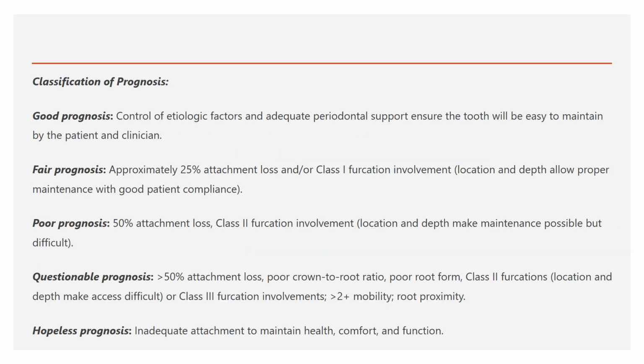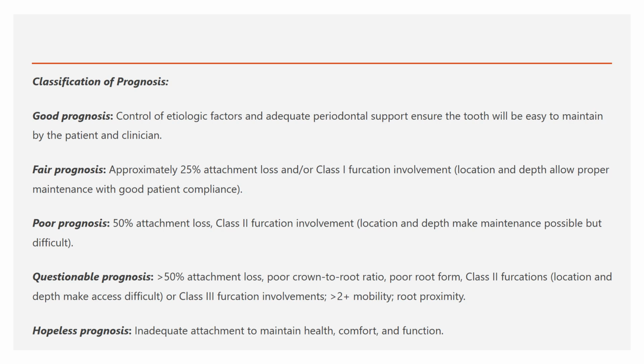Classification of prognosis. Good prognosis: control of etiologic factors and adequate periodontal support ensure the tooth will be easy to maintain by the patient and clinician. Fair prognosis: approximately 25% of attachment loss and/or a class 1 furcation involvement. Poor prognosis: 50% of attachment loss and a class 2 furcation involvement. Questionable prognosis: more than 50% attachment loss, poor crown to root ratio, poor root form, and a class 2 furcation. Hopeless prognosis: inadequate attachment to maintain health, comfort and function.